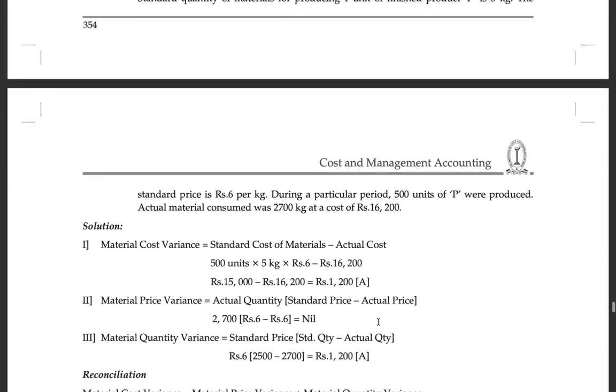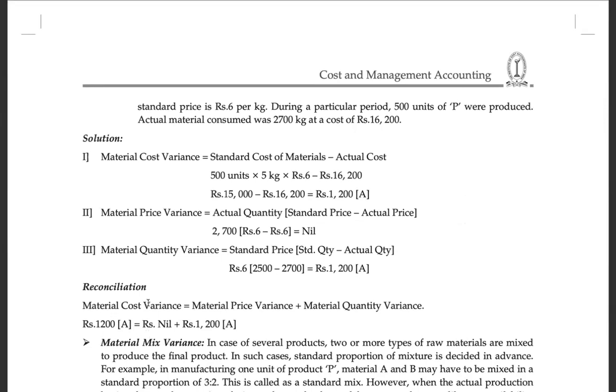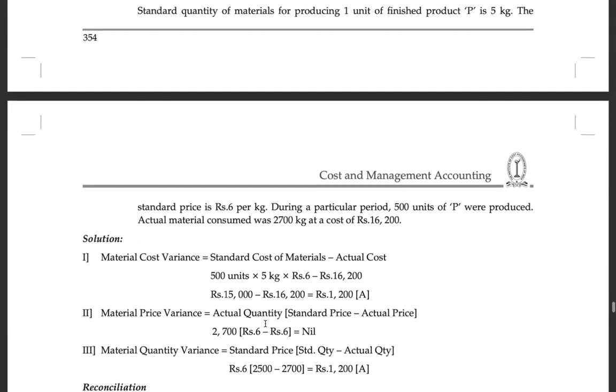So when you calculated material cost variance using the standard equation, you got 1,200 adverse. When reconciling, material cost variance is equal to material price variance plus material quantity variance, right? 0 plus 1,200 is also equal to 1,200 adverse. So these are the basic variances of material: material cost variance is equal to material price variance plus material quantity variance.